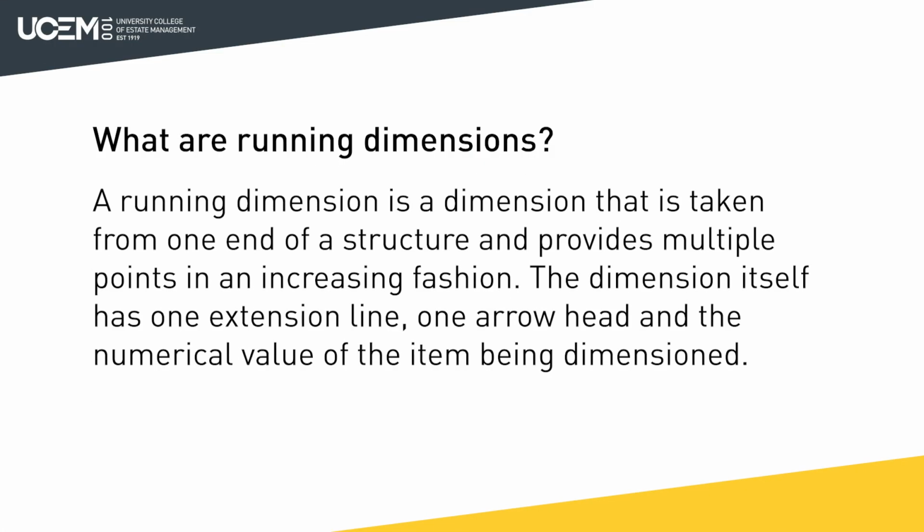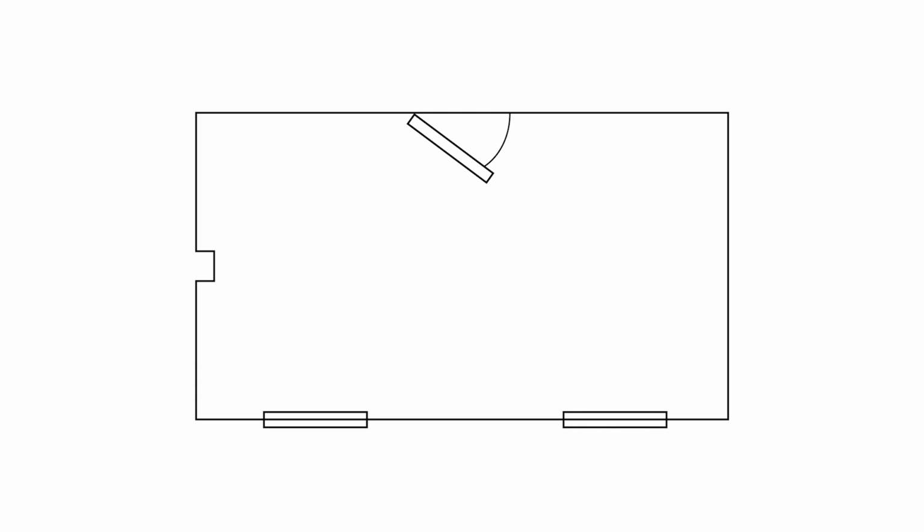Running dimensions can be used to save time, and they can be more accurate. For example, a running dimension could be where you have a wall of a room 7 metres long containing a 1 metre wide door opening in the middle. This would not be measured in 3 separate dimensions: 3 metres, 1 metre and 3 metres.